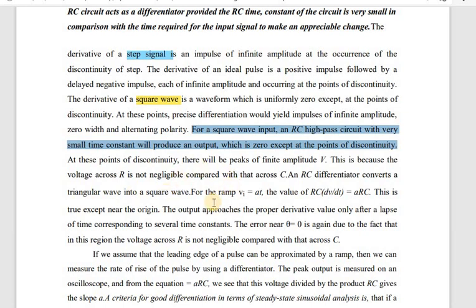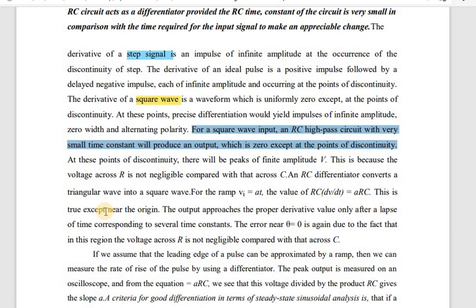Now I am applying the ramp input. Now the ramp Vi is equal to A t. The value of RC dVi/dt, that is, when you are differentiating and multiplying by RC, you will be getting the answer as A into RC. This is true except near the origin. You will be getting this output everywhere except at the origin. So only at the origin we won't be getting the output.